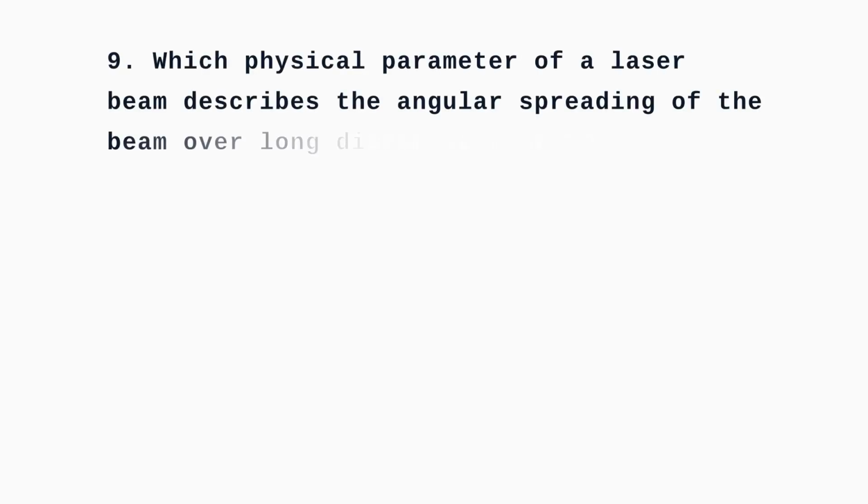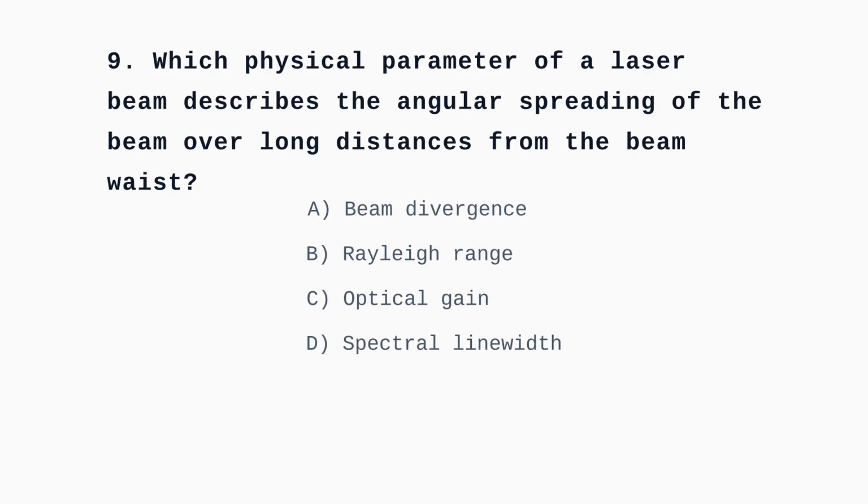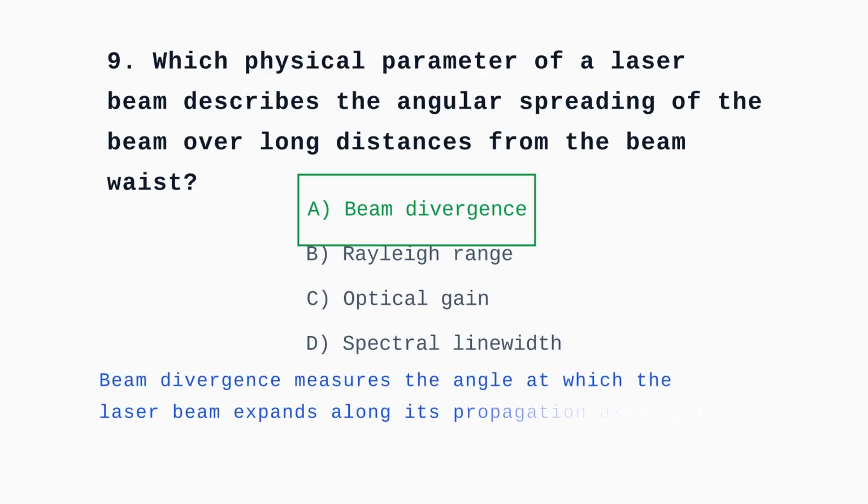Question 9. Which physical parameter of a laser beam describes the angular spreading of the beam over long distances from the beam waist? Because of optical diffraction, no laser beam can stay perfectly parallel forever. Beam divergence measures this slow angular spreading of our wavefronts over great distances.